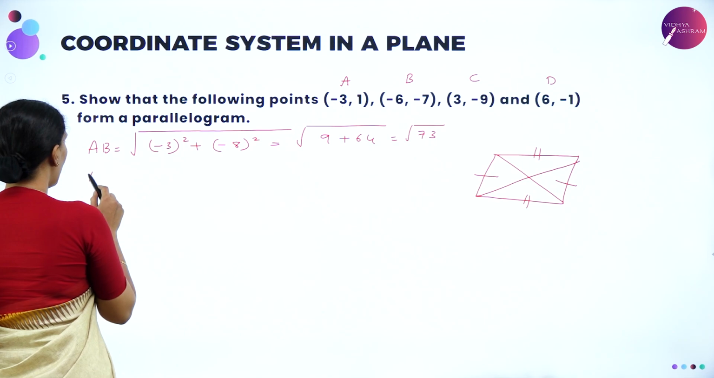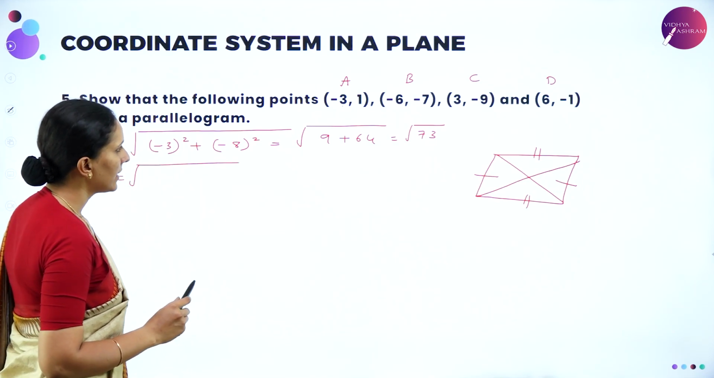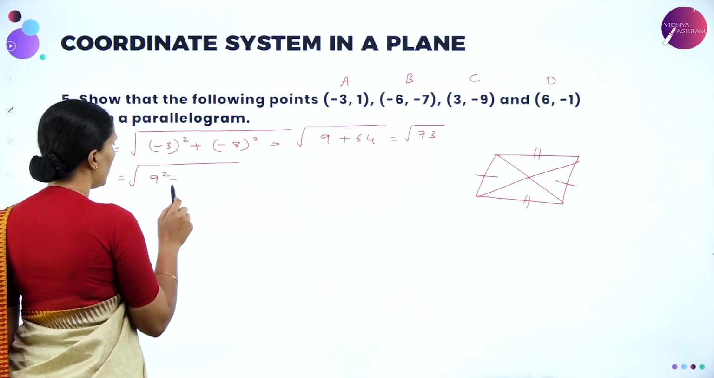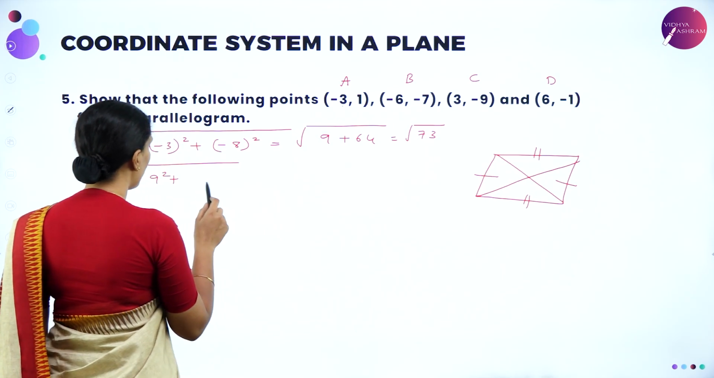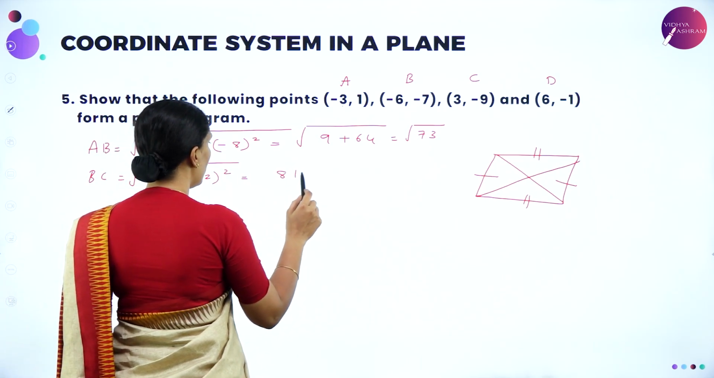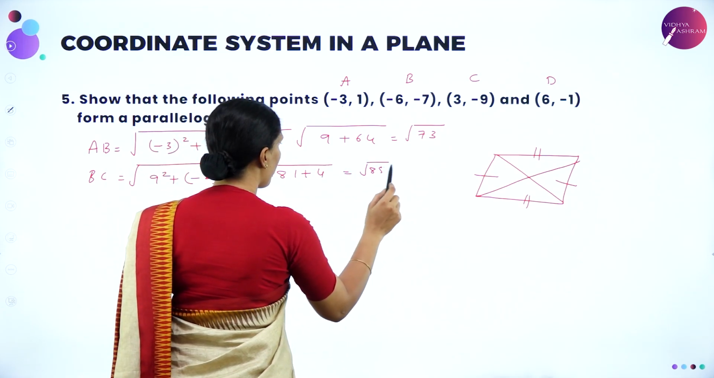Now let me calculate BC. So BC is square root of 3 minus of minus 6, which becomes 9 square, plus minus 9 plus 7 is minus 2 whole square, which is 81 plus 4, which is equal to root 85.